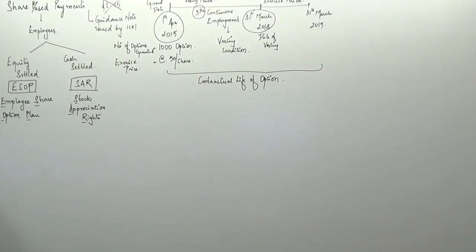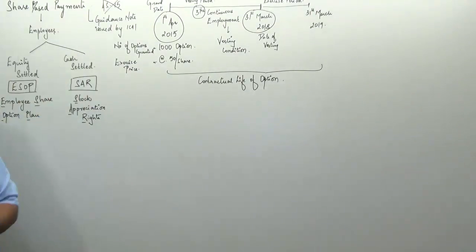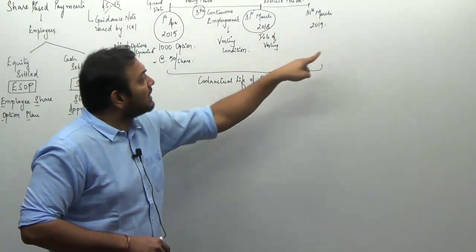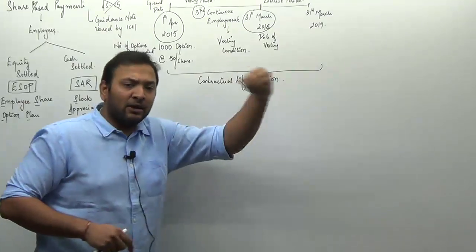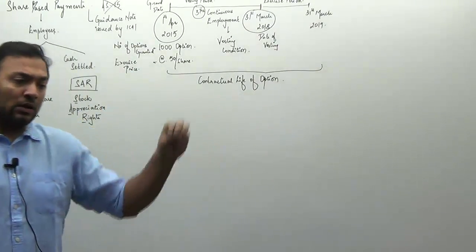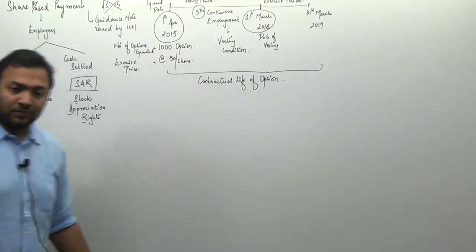Got it? Now, think from a company's perspective and tell me, what is the loss that the company is making, or what is the expenditure that they are incurring by issuing such options? Understand, when did I allot shares? From 31st March 2018 up to 31st March 2019, within this 1 year, at any particular day, whenever he makes the payment of 50,000, the company is liable to give him 1,000 shares.